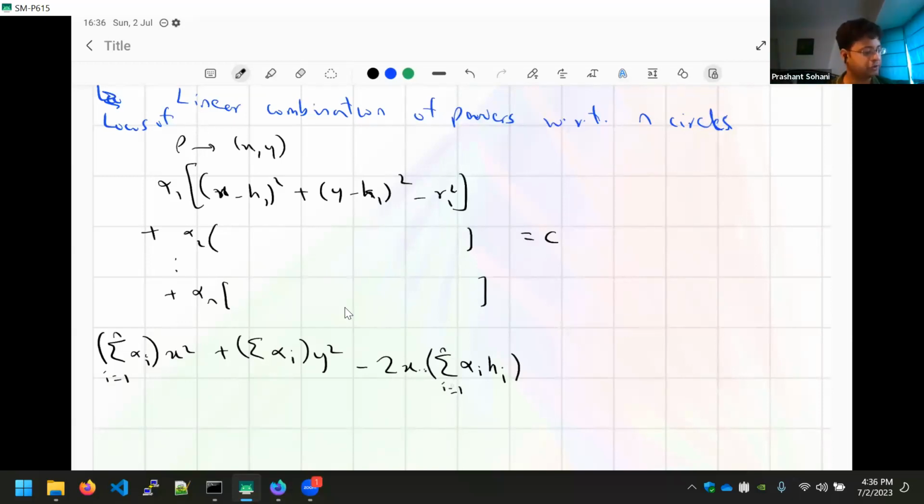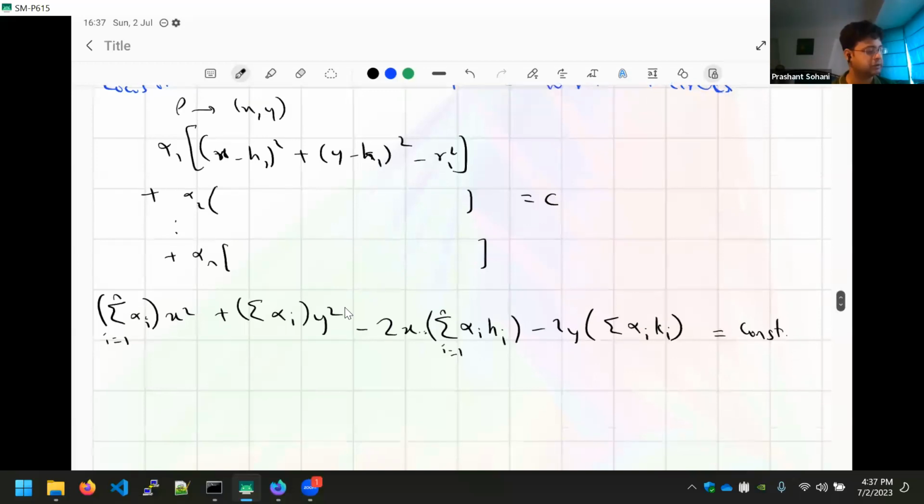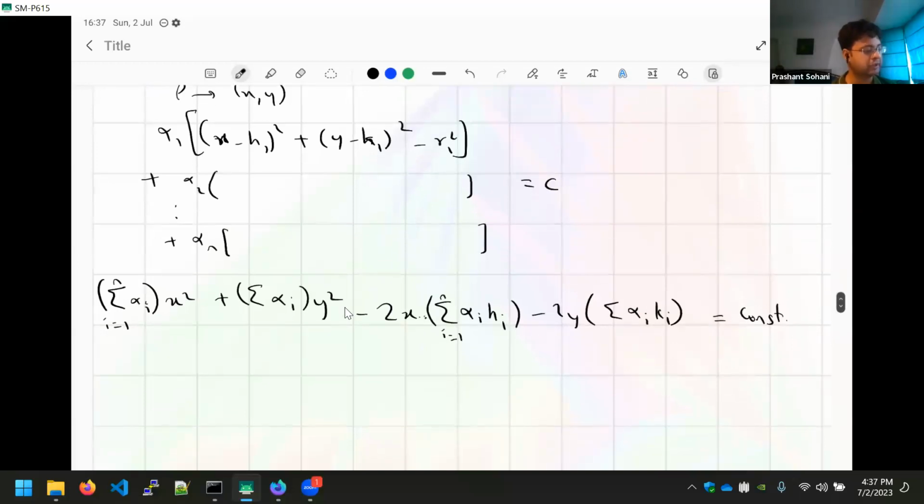Okay, so this is the coefficient of 2x, and similarly the coefficient of 2y will be the same thing, right? Sigma alpha i k i. And then some other constant term. For now, I'm just taking all the constant terms to the right hand side and saying it is equal to some constant. I won't bother too much about the value of that constant right now. So this is what that equation looks like. And now you see that this looks like the equation of some circle, except for in what condition is it not going to be a circle?